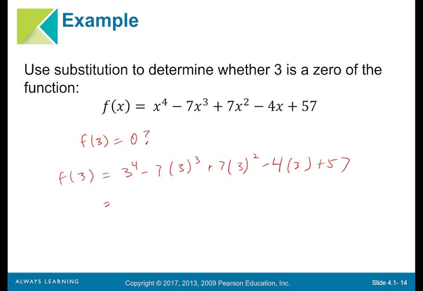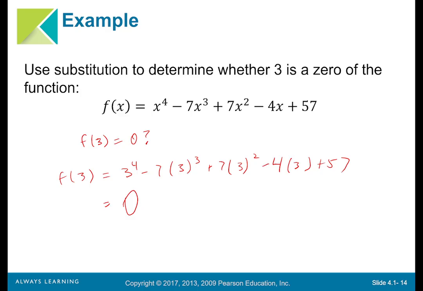Unless I did this incorrectly, let me double check. 1, 2, 3, 4, 7 times 1, 2. Yep, let me check one more time in my calculator. And 3 times 3 times 3 times 3. I'm using my phone here, so it's not the greatest. 3, 9 minus 4 times 3 plus 57. I had thought so. We do, in fact, get a 0 here.